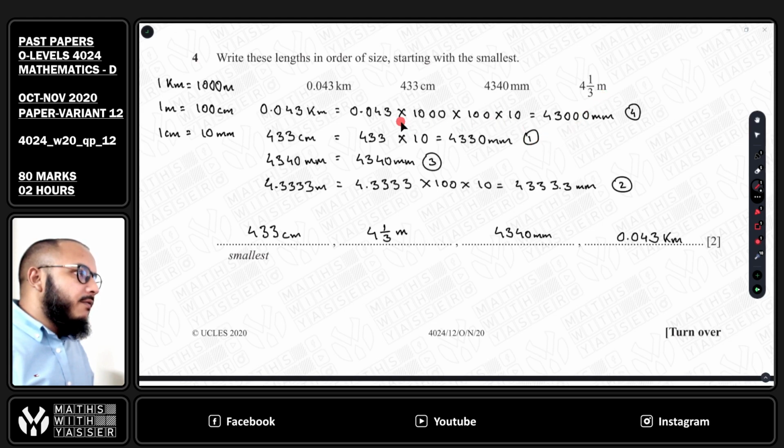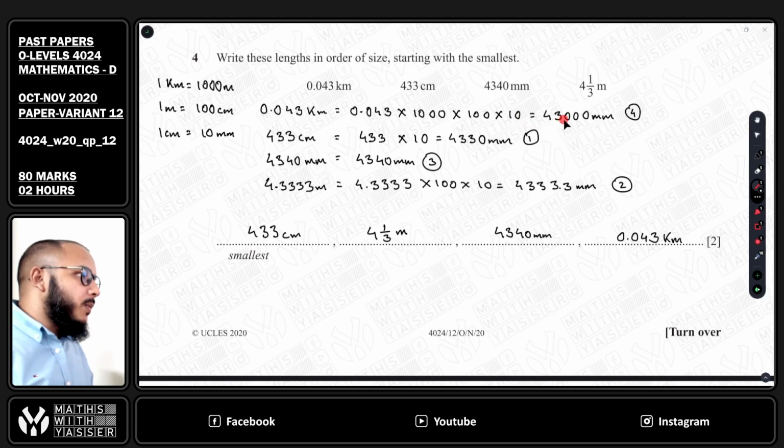So I'm converting all the values to millimeters, and that will be the easiest way to figure out. So 0.043 kilometer, we need to convert kilometer to meters, and then I'm converting meters to centimeters, and from centimeters I'm converting to millimeters. Hence I need to multiply 0.043 with 1000 first so that it gets converted to meters, and then again I'm multiplying with 100 to convert it to centimeter, and then I'm multiplying with 10 to convert it to millimeters.